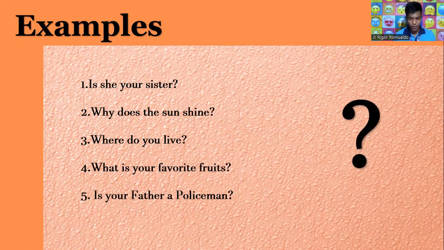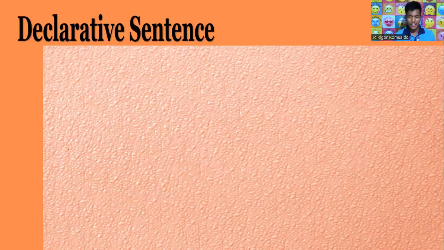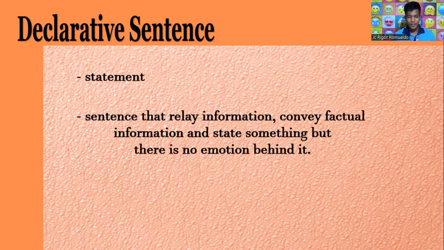Can we jump to another type of sentence, which is the declarative? Okay, when we say declarative sentence, it's all about statement or stating something or just to relay or sentence that relay information, convey factual information, and state something but there is no emotion behind it.